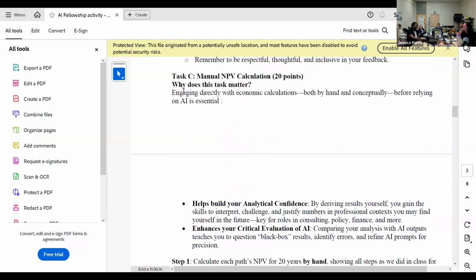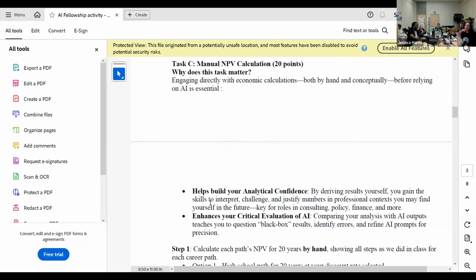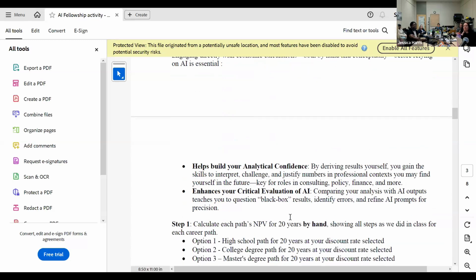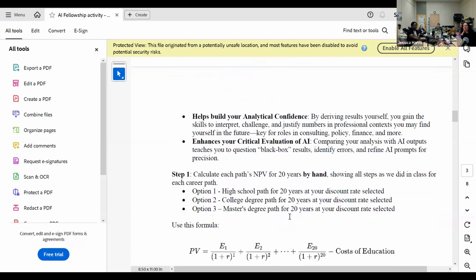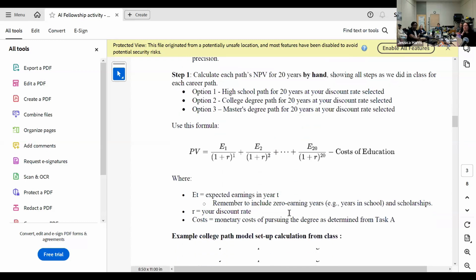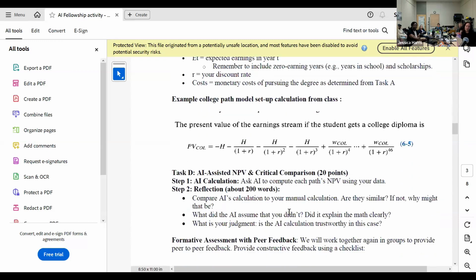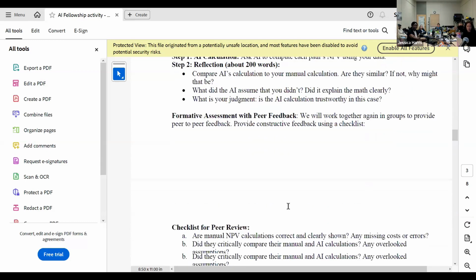And I kind of include this. I already do this with TILT for my normal assignments. Why does this assignment matter? Like I said, because you could just let AI do everything for you. So it helps build your analytical confidence and enhances your critical evaluation of AI. I kind of explain that to them, and then I show them what to do. This is more economics. They do the calculation. They do it with AI.